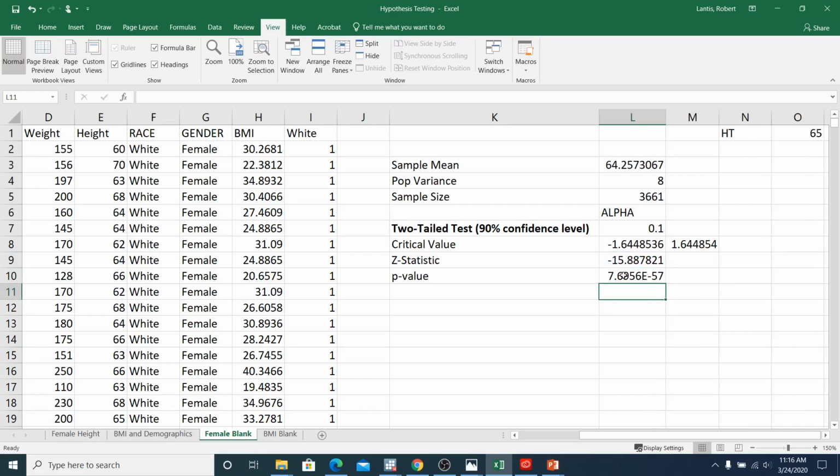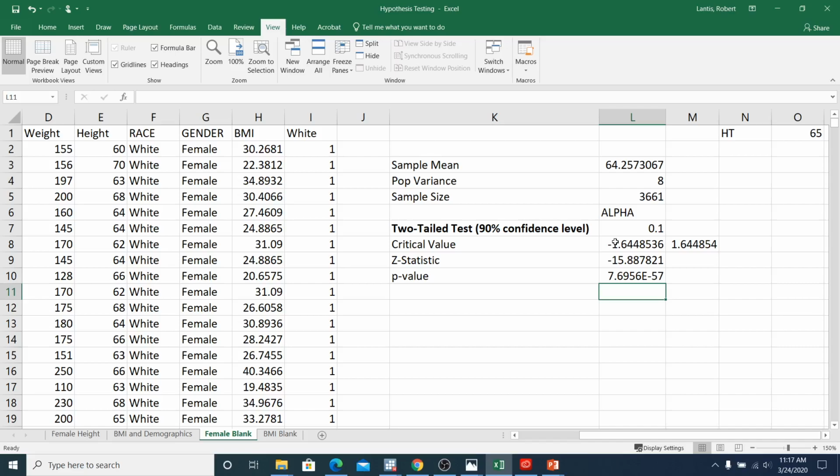Notice 7.6 e to the negative 57. Anytime in Excel we see this e to the negative, that means move the decimal point 57 places to the left. This is essentially 0. So with a p-value of 0, we definitely know we're going to reject. Or we could think about if we plotted these critical values and then plotted my test statistic, the absolute value of the test statistic would clearly be greater than the absolute value of my critical value, or it would fall in my rejection region.